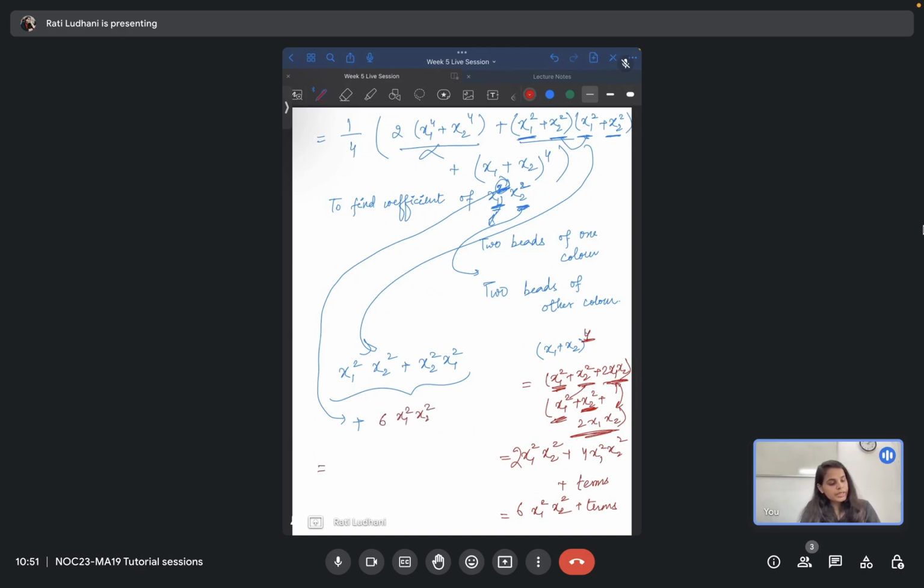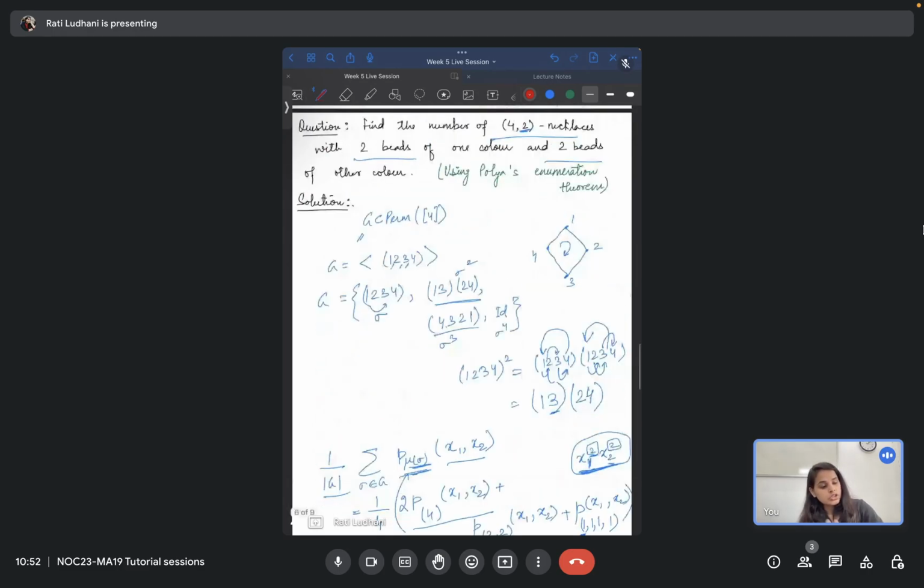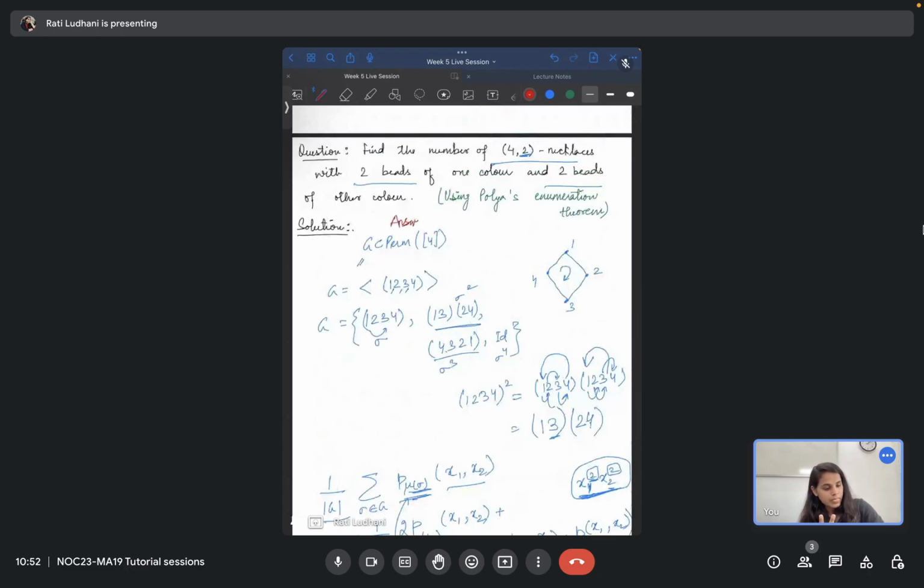So in total you have 8 x1 square x2 square. From first one you get this, from second you get this. Okay, and it is divided by 4, so you will get 2 x1 square x2 square. So the coefficient of x1 square x2 square is 2. So that will exactly, from Polya's enumeration theorem, tell you there are two. So the answer is 2. So there are two necklaces with two beads of one color and two beads of other color. Is that okay? So you just need to find the coefficient of the corresponding monomial.